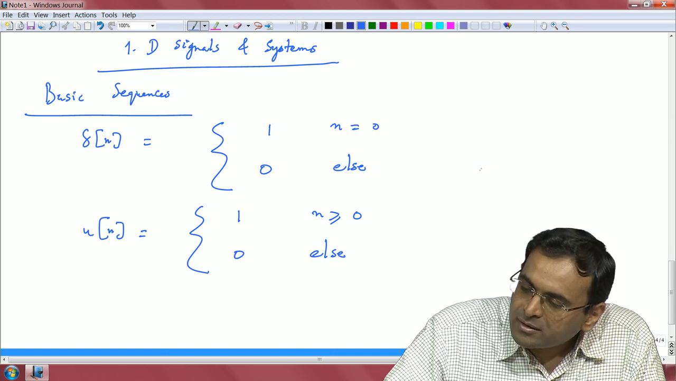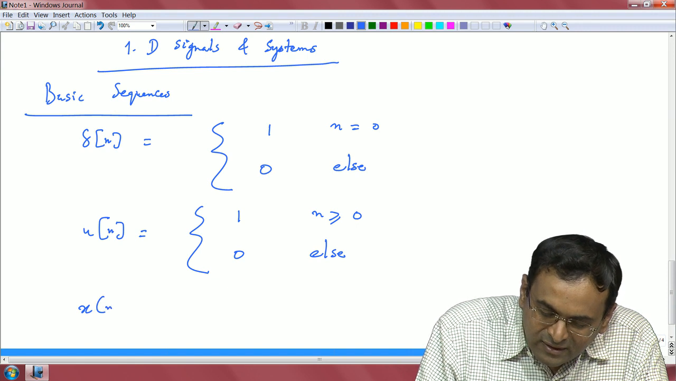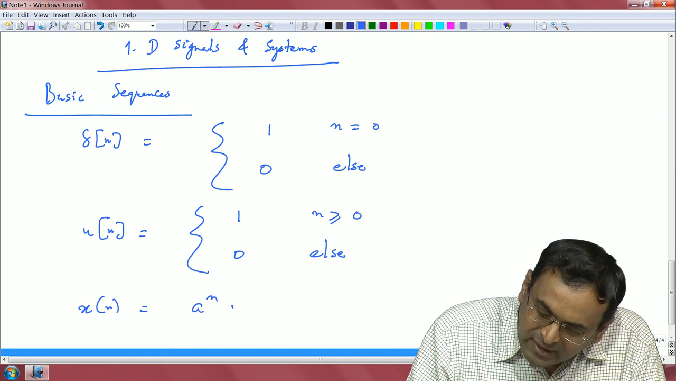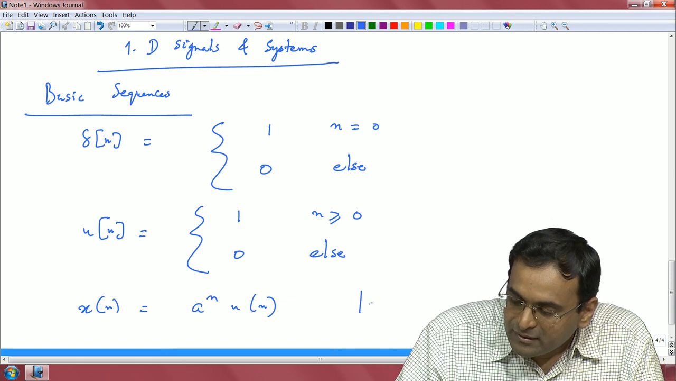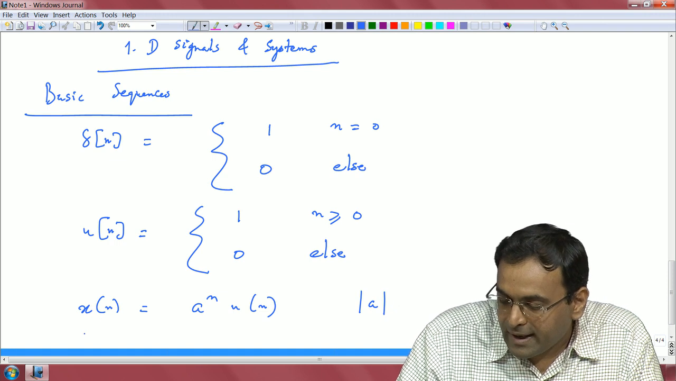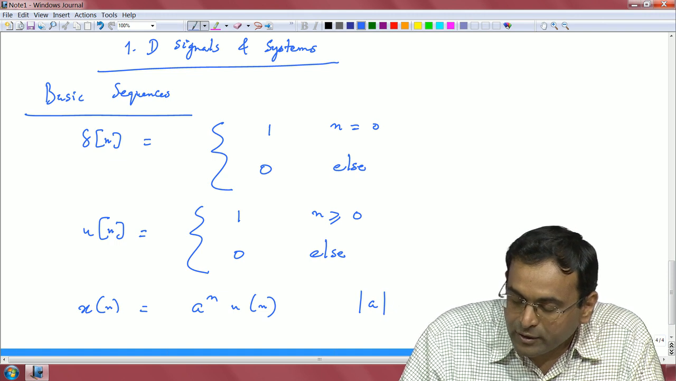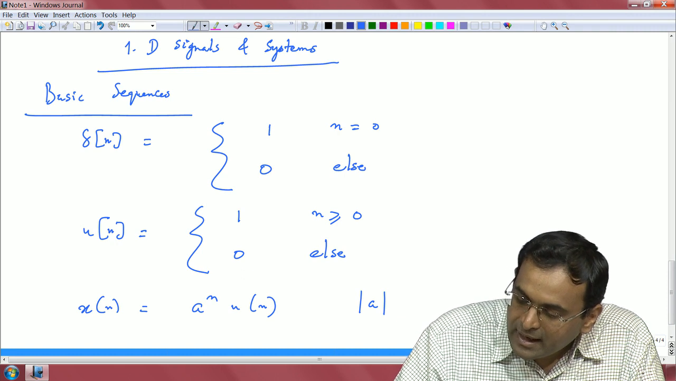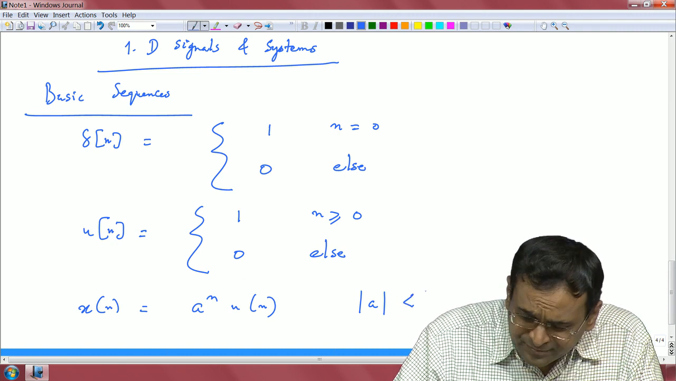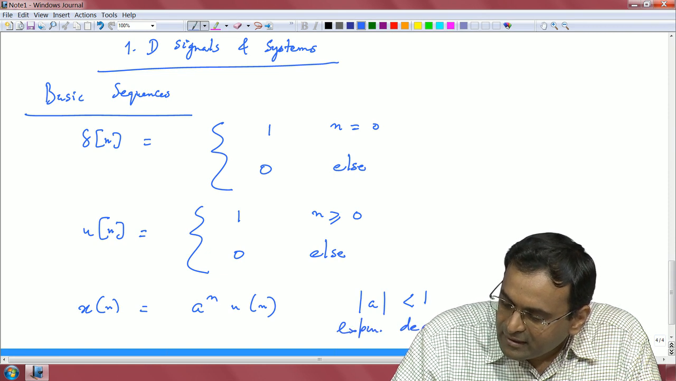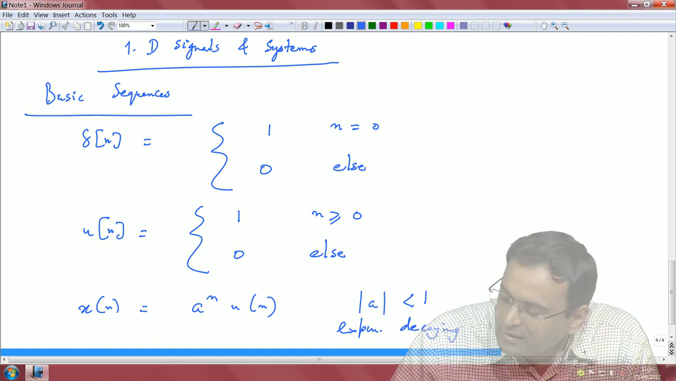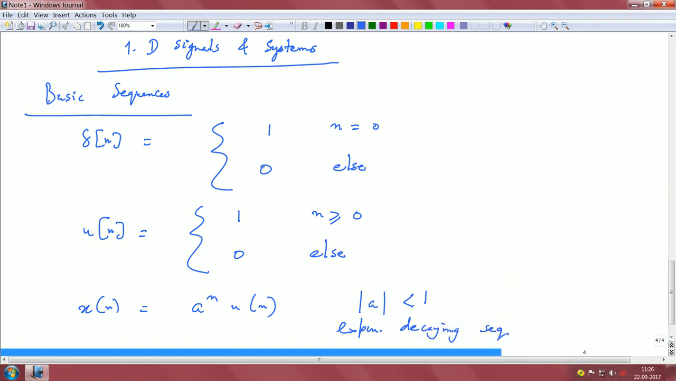and we can think about other sequences such as exponential sequences, and if say x of n is a power n u of n, where u of n is this unit step sequence, and if modulus of a is less than 1, it is an exponentially decaying sequence. You may encounter many sequences.